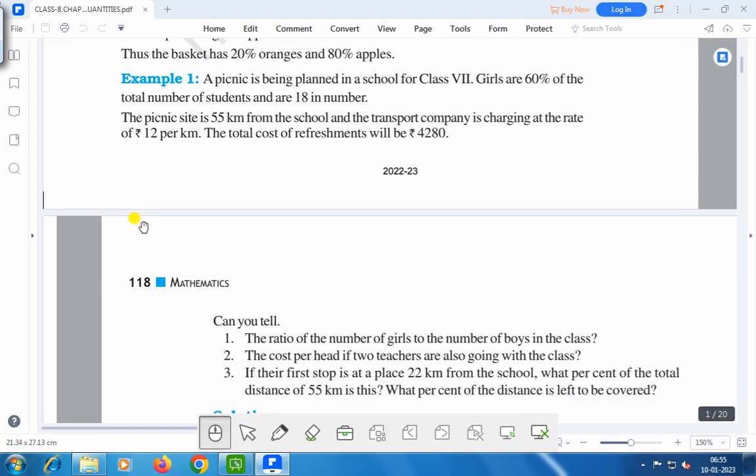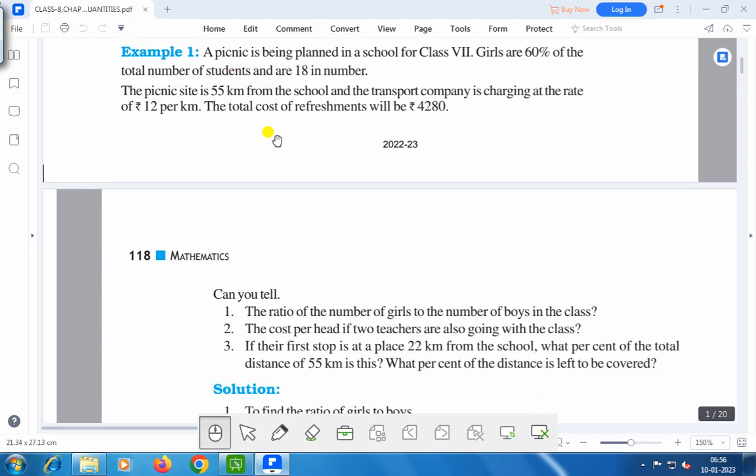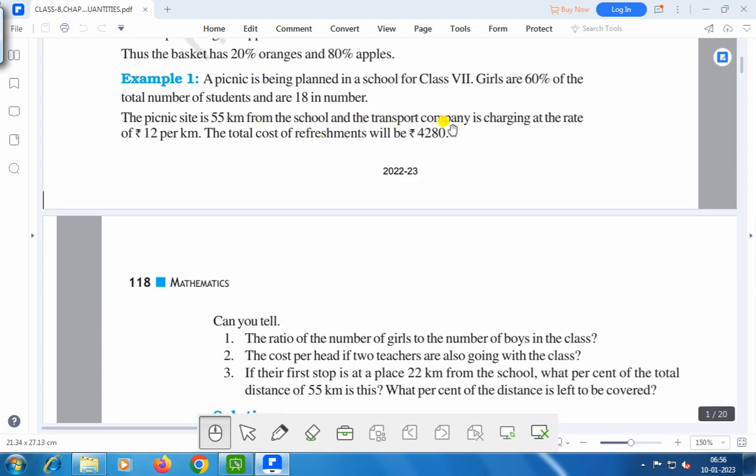Now we'll deal with example 1. A picnic is being planned in a school for class 7. Girls are 60% of the total number of students and are 18 in number. The picnic site is 55 km from the school and the transport company is charging at the rate of rupees 12 per kilometer. The total cost of refreshments will be rupees 4280.